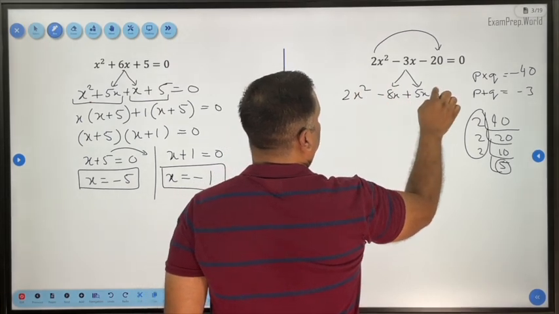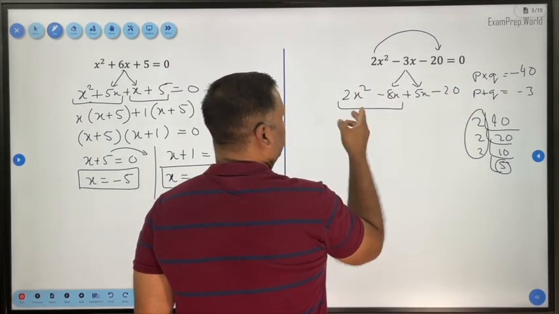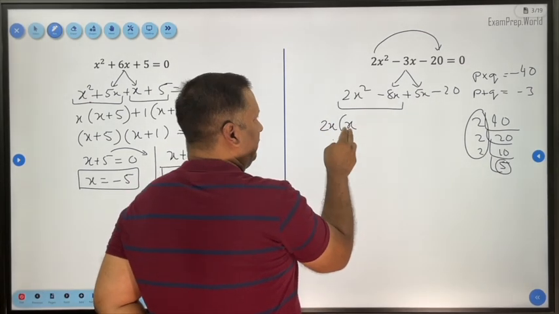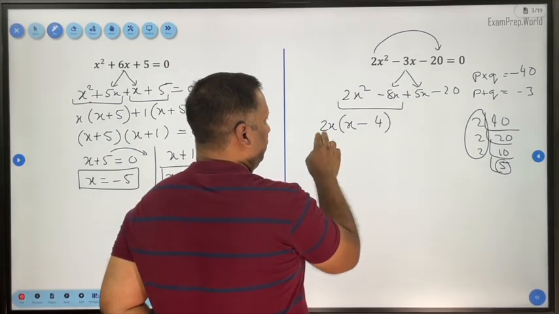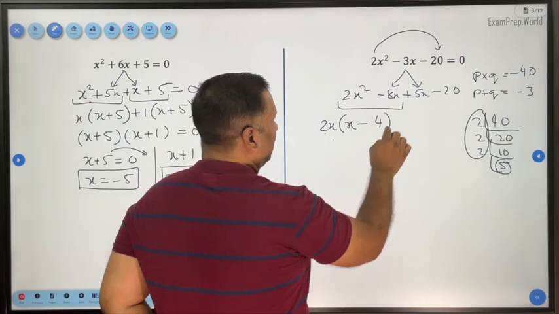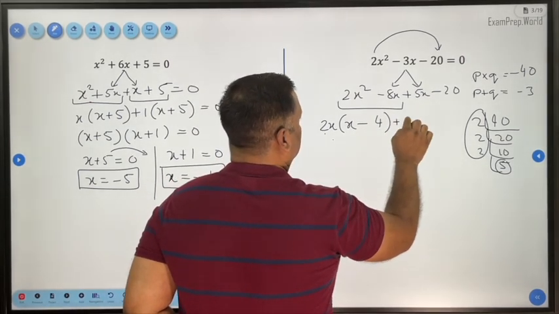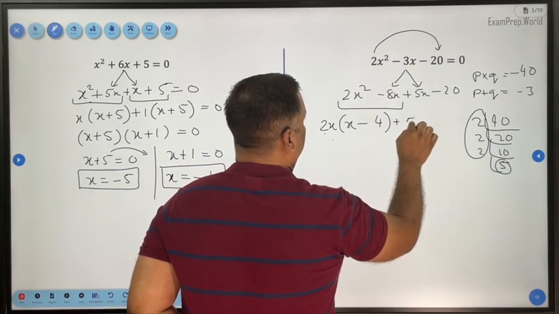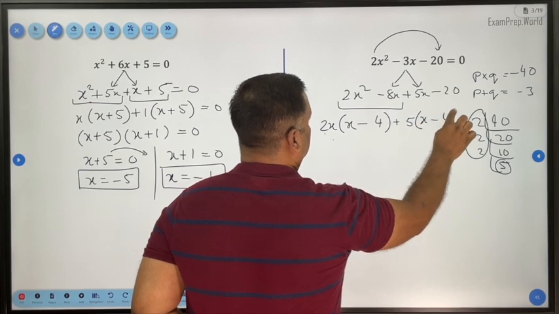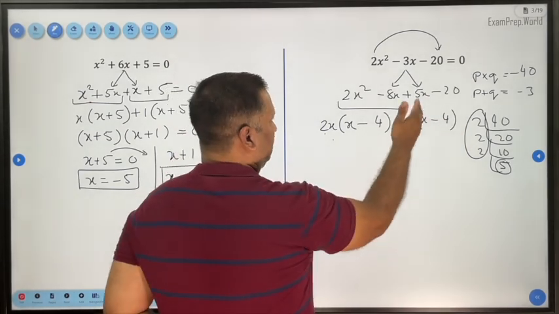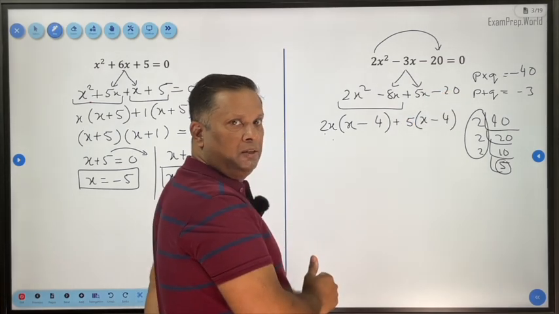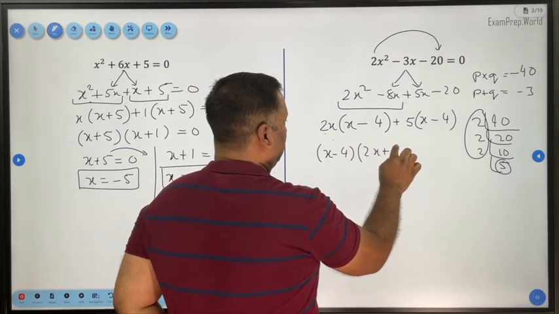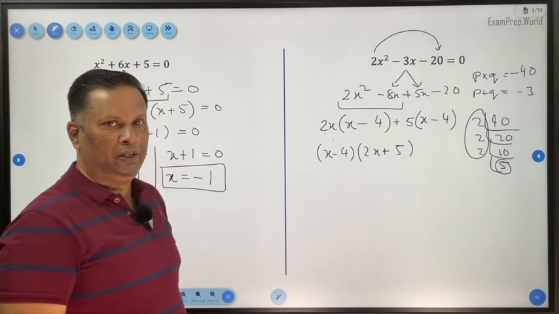2x square minus 8x. What's common here in the first two terms? I see that 2x is common. 2x times x is 2x square, 2x times 4 is negative 8x. Okay. And here, what's common? 5 times x minus 4. Correct? 5 times x is 5x, and 5 times negative 4 is negative 20. Now what's common? x minus 4. So x minus 4 times 2x plus 5. So we got our factors for this particular quadratic.